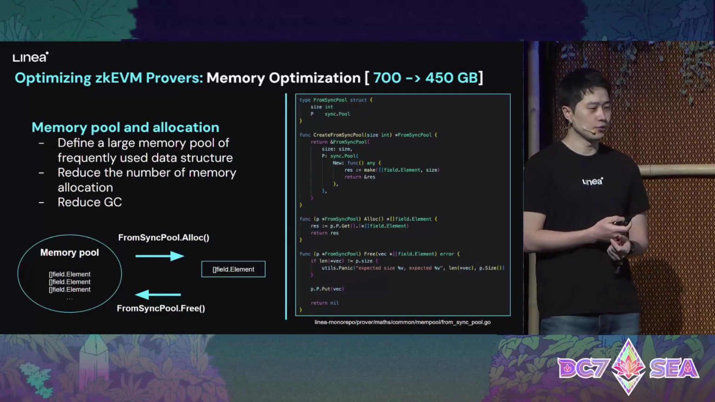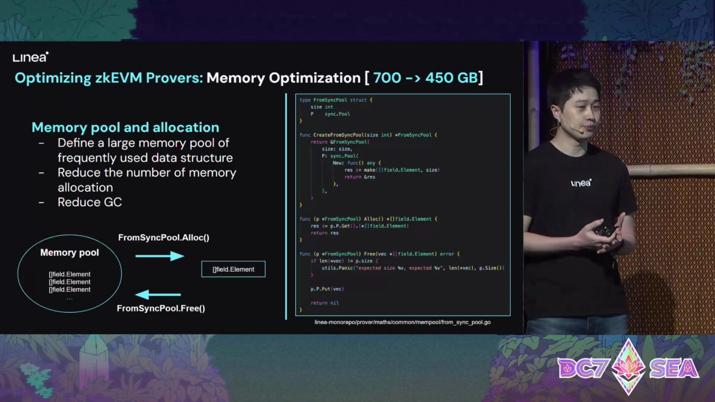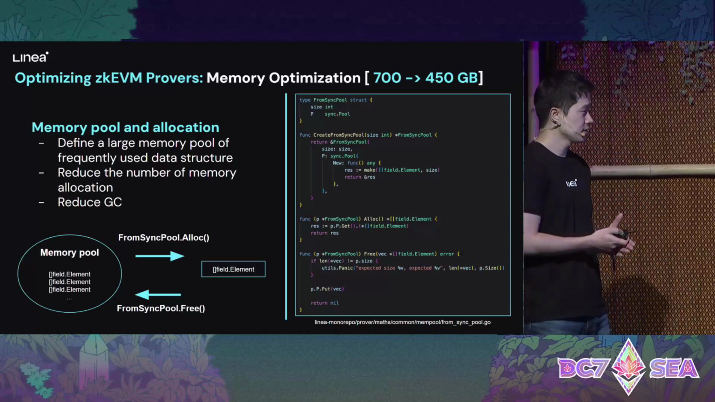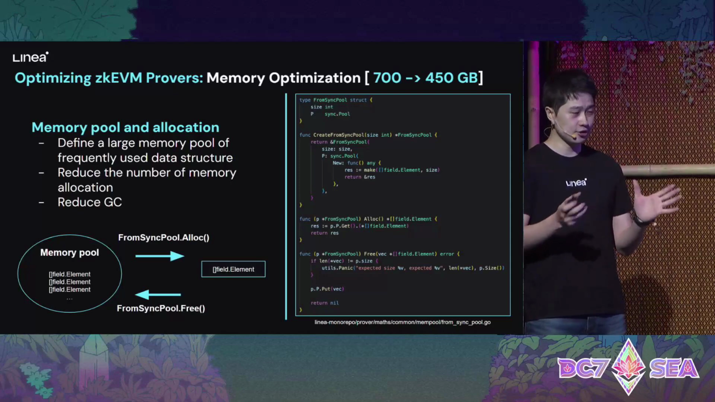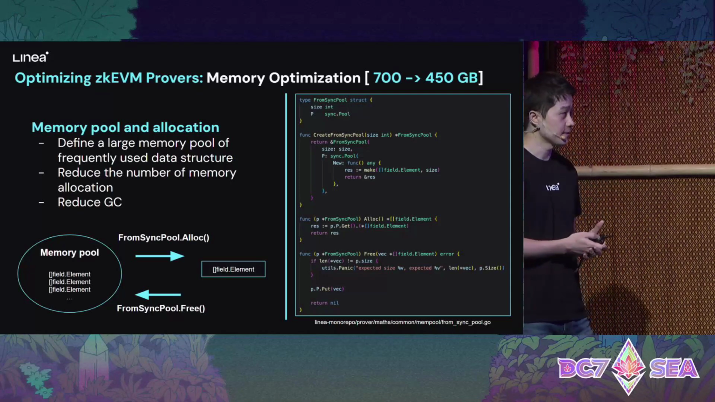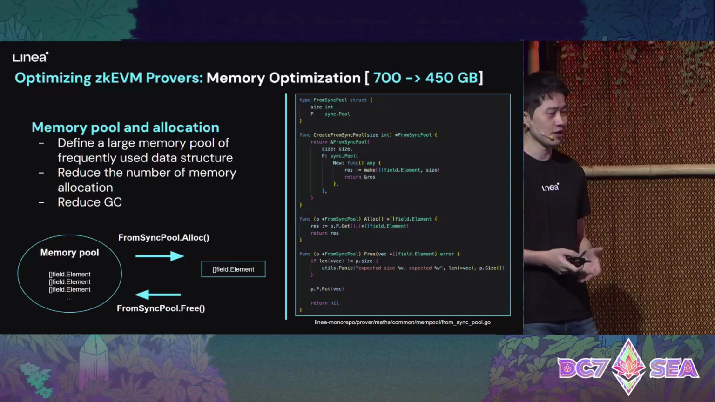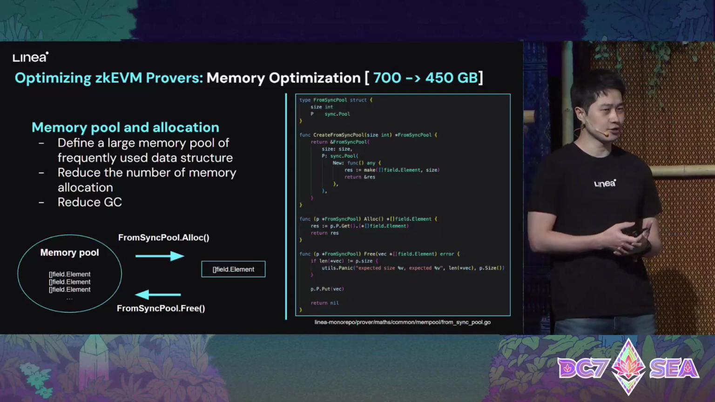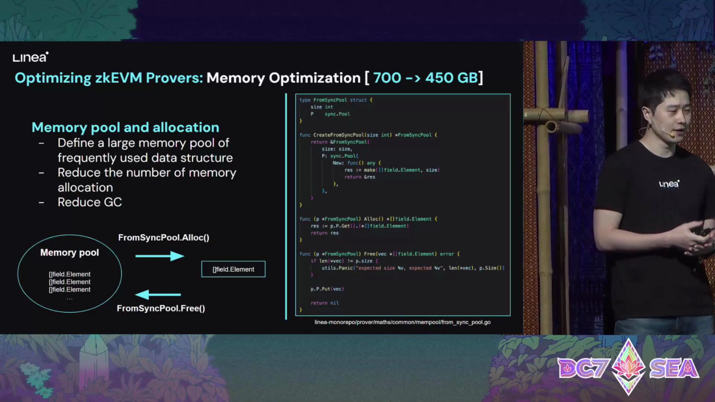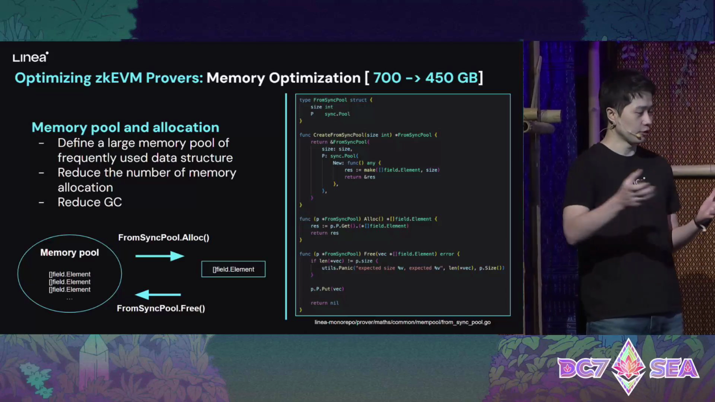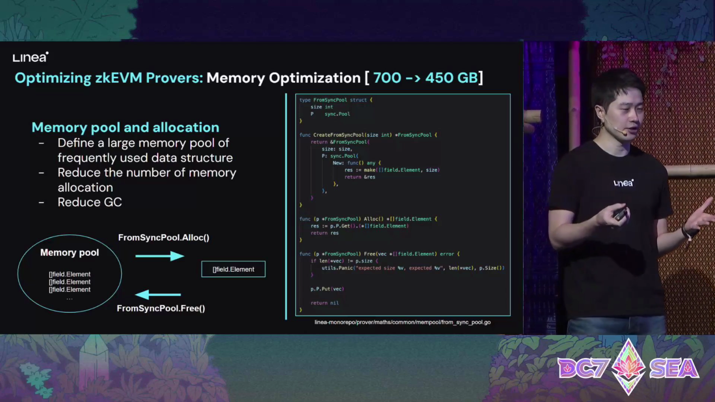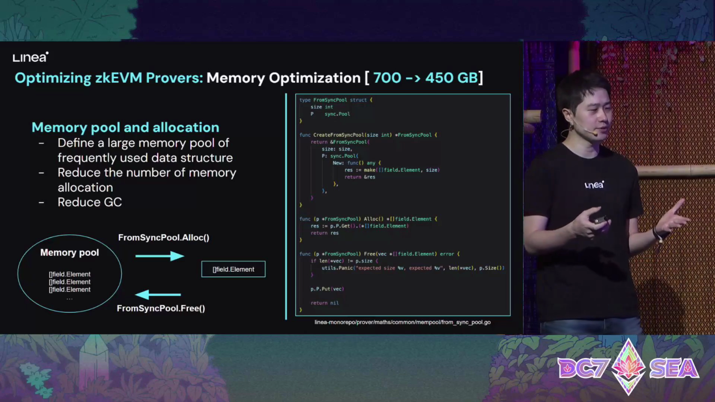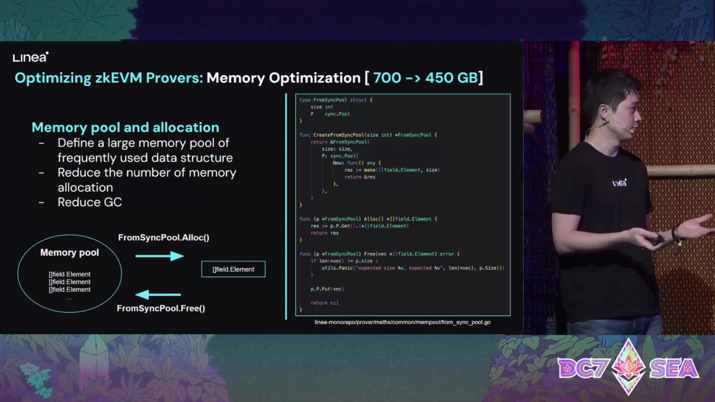The first thing we did is use memory pooling. Sometimes you have many data structures in your prover, and some data structures are being used hundreds of times or thousands of times. When you just allocate that data structure every time you need it, you will allocate that memory, and also sometimes the garbage collector will spend some time to return that memory to the system.